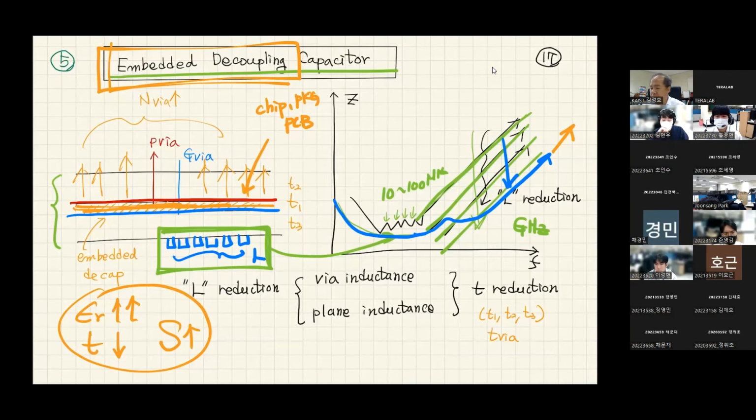Jun-sang, are you there? Can you talk? 네, 교수님. 안녕하세요. Can you explain a little bit about this embedded decoupling capacitors?